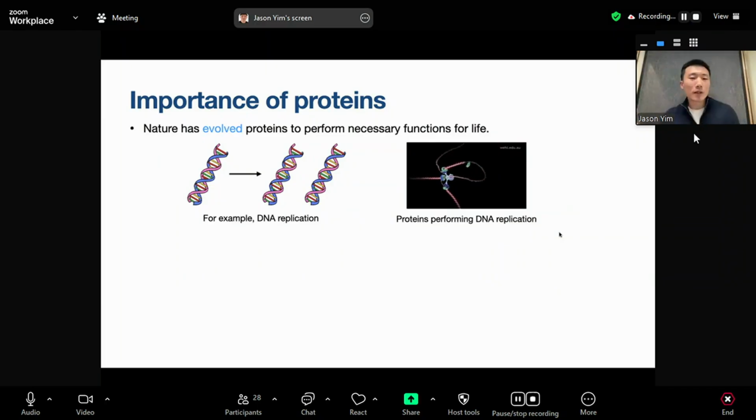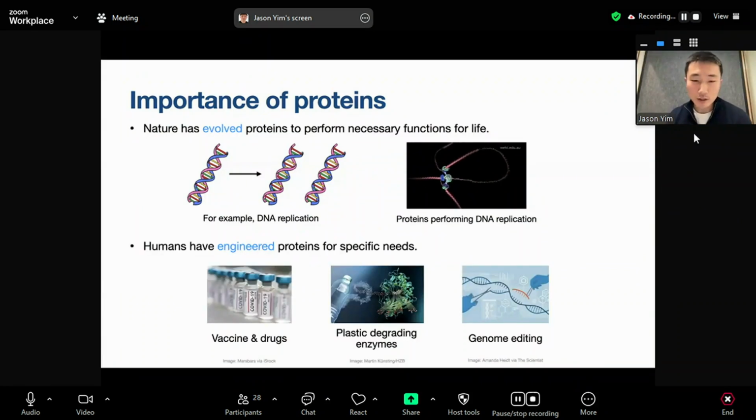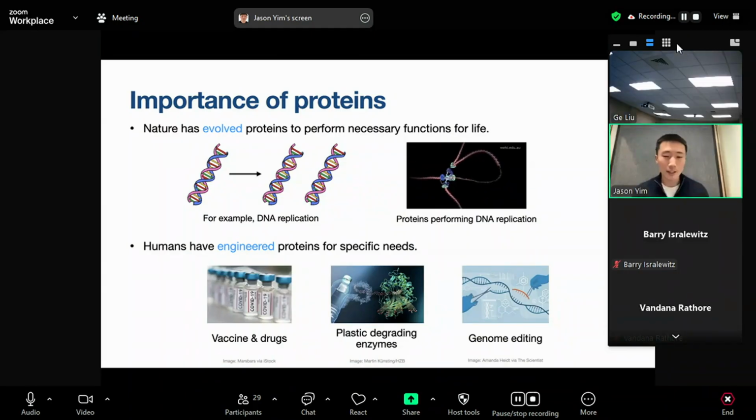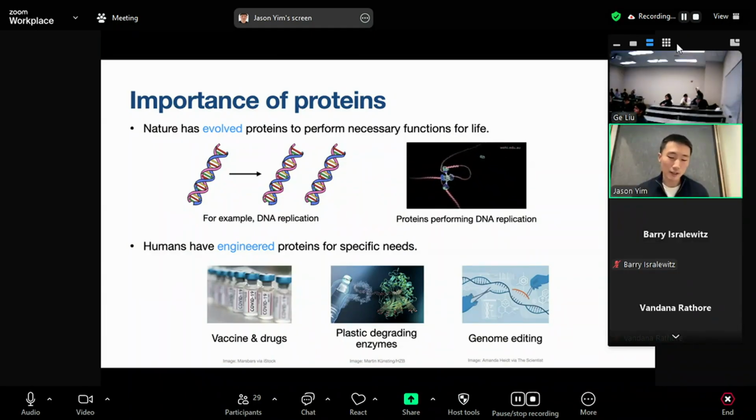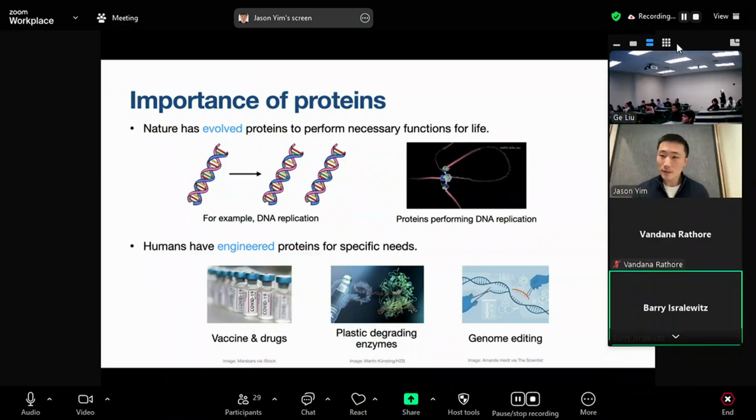So I think we all know why proteins are important. They evolved throughout life to do important functions like DNA replication, but then there's a lot of things that we don't have good proteins for. And so in protein design, we need to engineer proteins for these specific needs. We've all, hopefully a lot of us, went through the COVID pandemic, and so we know the need for vaccines and also drugs that protein design can help in. There's also been a lot of interesting work in plastic degrading enzymes or enzymes for industrial applications as well.